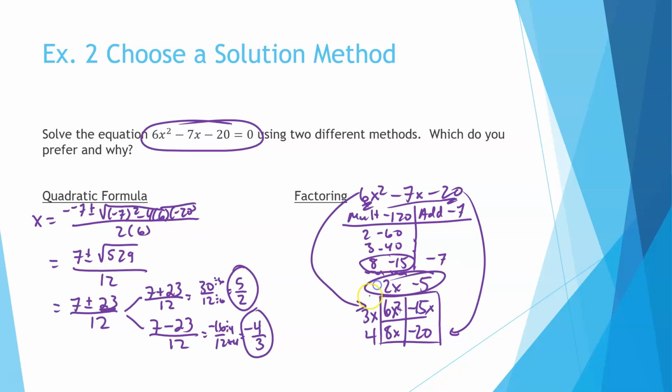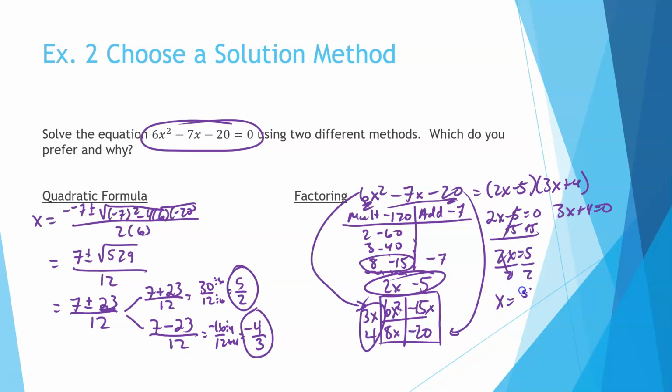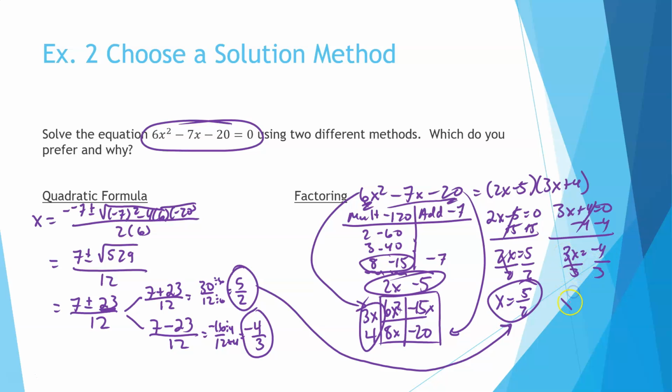As a reminder, when we did this, basically we have said this is the same as 2x minus 5 times 3x plus 4. But to solve it, we said we would take each factor, set them equal to 0, and solve for x. Add 5, I get 2x equals 5, divided by 2, x equals 5 halves. You can see that that was one of my answers this way, and then subtract 4, 3x equals negative 4. Divide by 3, I get x equals negative 4 thirds. We see that we get the exact same two answers.